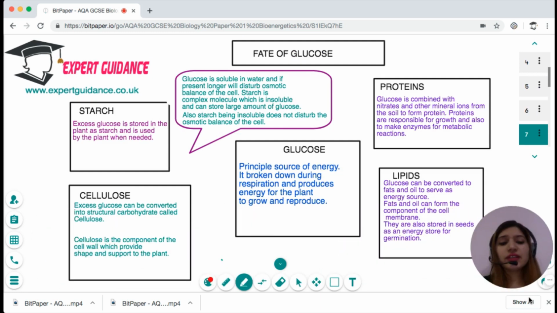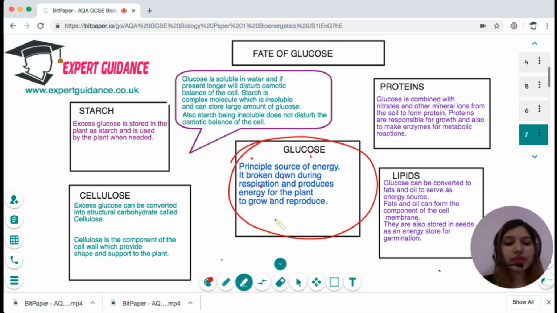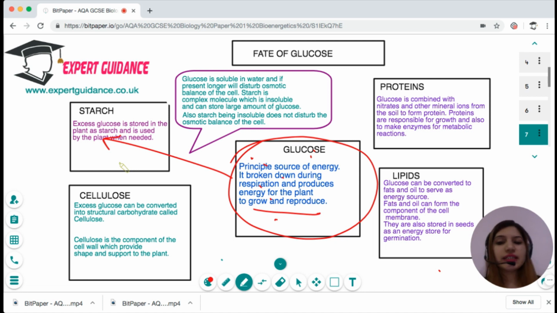Now the question is, the glucose that is made in photosynthesis, what happens to that glucose? What is the fate of this glucose? This is the slide that summarizes the different ways in which the glucose is used up. The first basic way is that it's the fuel for the cells, the fuel for the living organism. So this glucose is broken down during respiration and gives energy to the plant to carry out its daily activities, grow and reproduce. The excess glucose is stored as starch, and starch is used as a reserve food whenever it is needed by the plant.